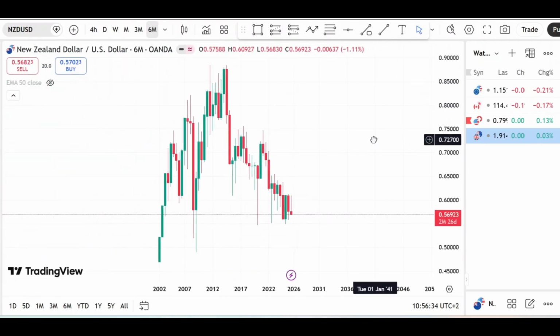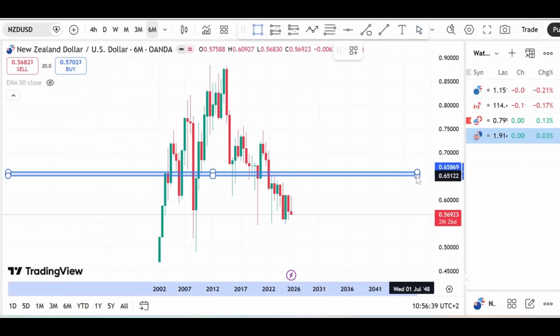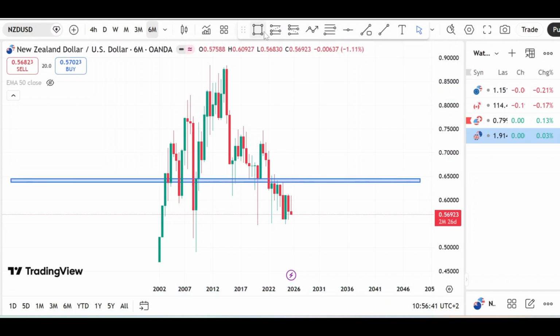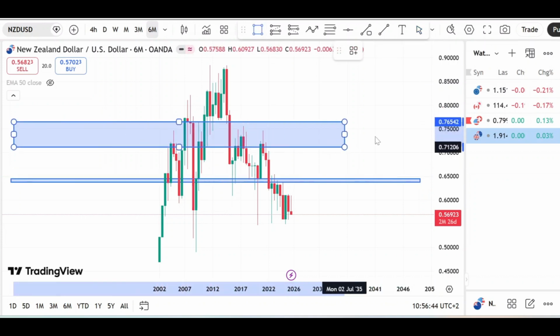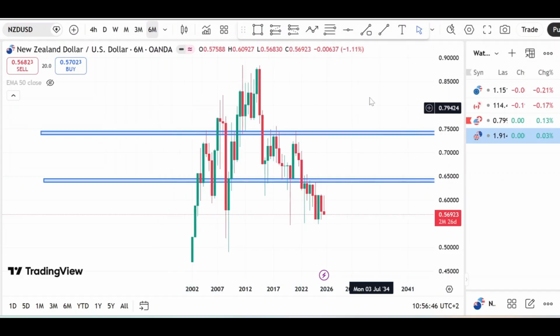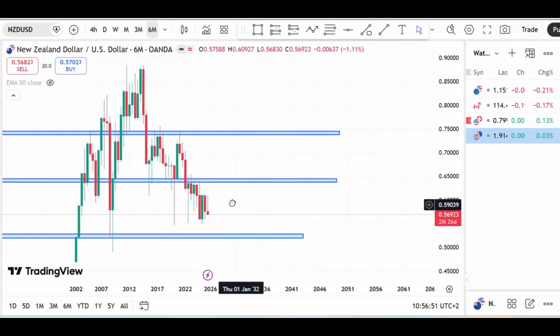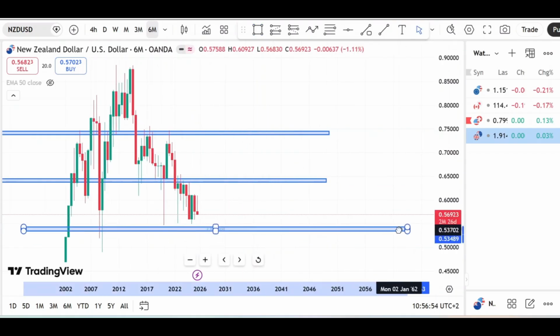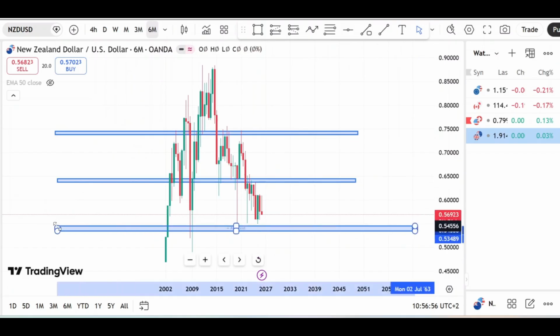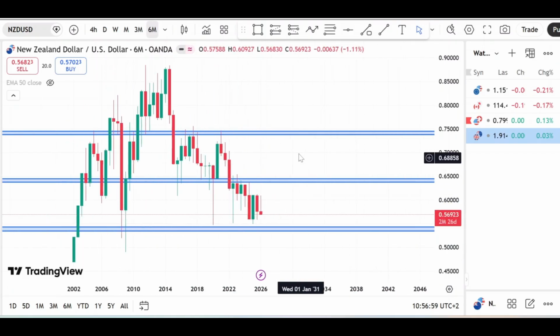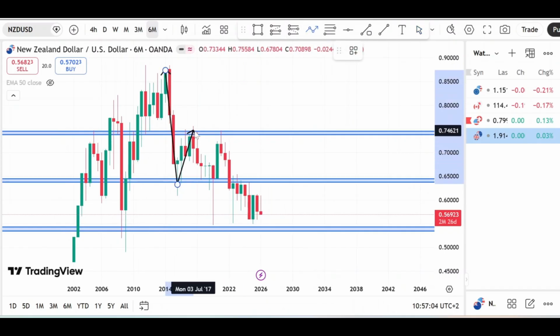This is NZD USD in a 6-month time frame. We are seeing that this is a 6-month midway zone, this is a 6-month zone, and this is a 6-month zone also. As you can see, we are in a downward trend. How are we in a downward trend? We are seeing a break of structure, lower low, lower high, equal low, equal high, break of structure.